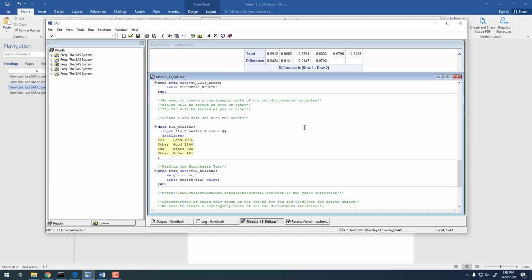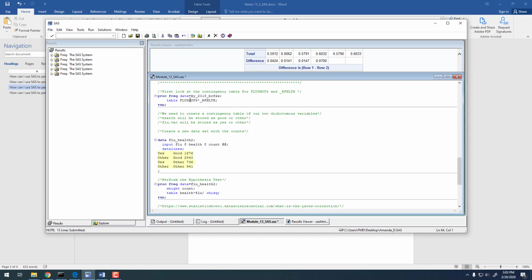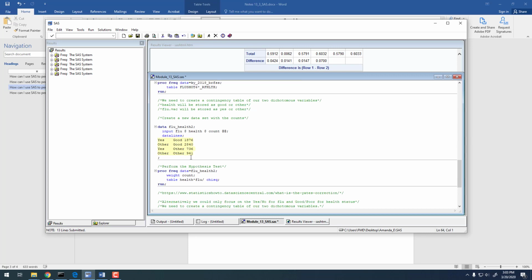And then for flu vaccine, I want that to be a dichotomous variable as well. So I'm going to store it either as yes or other. And notice the others in either case are going to also include the don't knows and the refuse to answers. So based off the contingency table that we get from running this code right here, I can build myself a new smaller data set, just like we did with the confidence intervals. And so I can run this, and notice I've called it flu health 2.